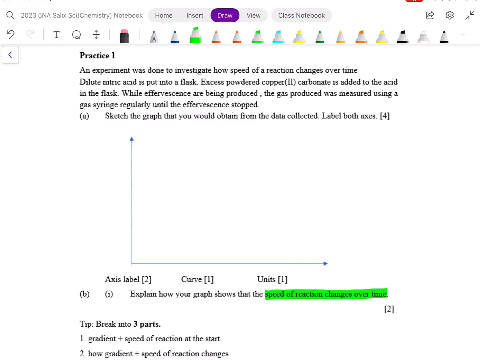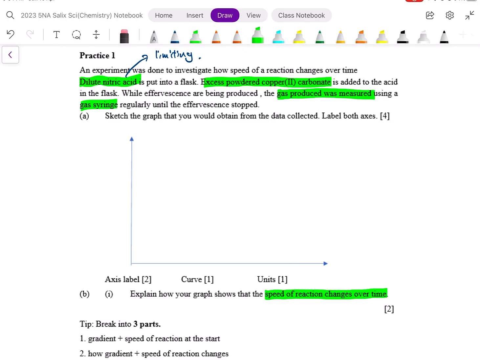This one: an experiment was done to investigate how the speed of reaction changes over time. You are told dilute nitric acid is added into a flask, and then excess powdered copper(II) carbonate is added to the acid. So the acid is actually the limiting reagent, which means it is the one that will be completely used up. While effervescence is being produced, the gas produced was measured. The question tells you what they do, whether it is the mass loss kind or the volume of gas kind. Here the gas produced was measured using a gas syringe.